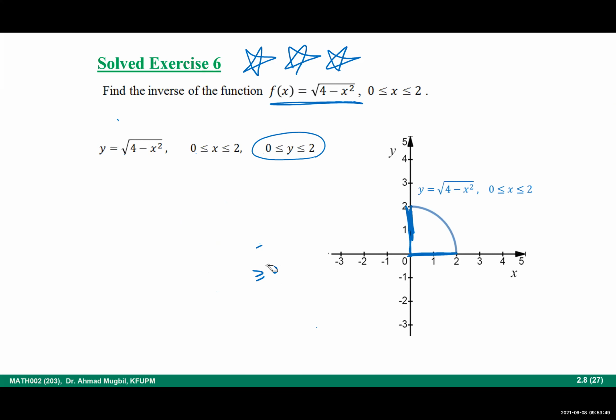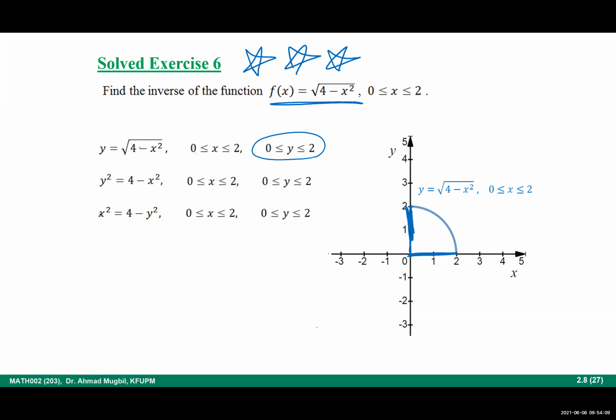Now what we will do, Shabab, we will do the same as we did before. We will square both sides. We need to solve this for x. When we square both sides, of course, no problem, just the root will be gone. Now we will solve it for x. So we will move x to one side, to here. So it will be 4 minus y squared.